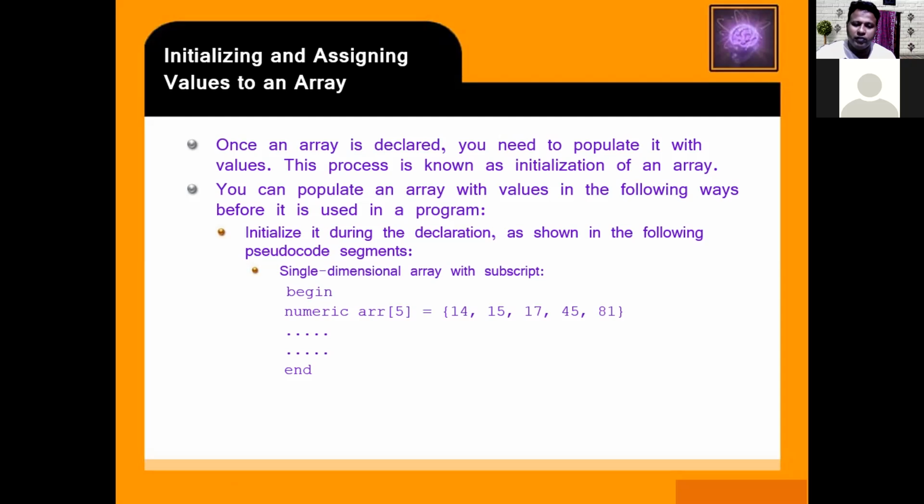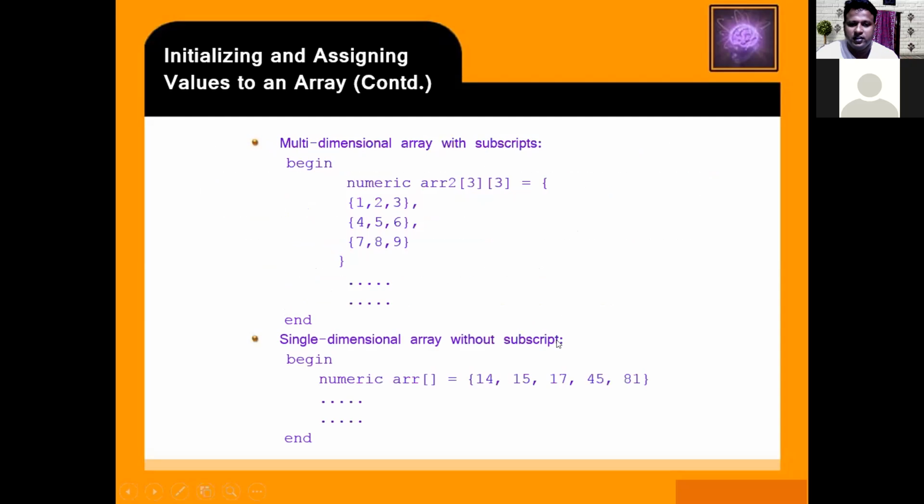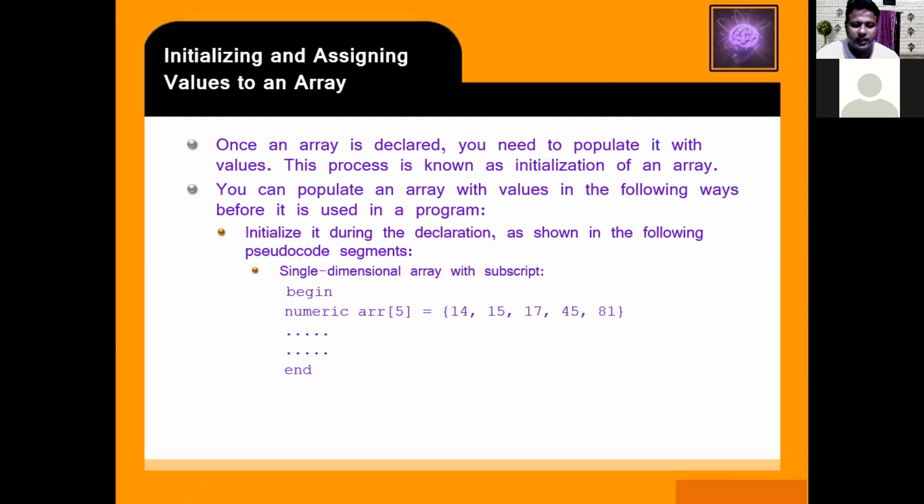So how do you define it? Numeric array 5, where 5 is the size of the array. Then we define here 14, 15, 17, 45 and 81. Got it? This is how to initialize values in an array. Yes, got it.